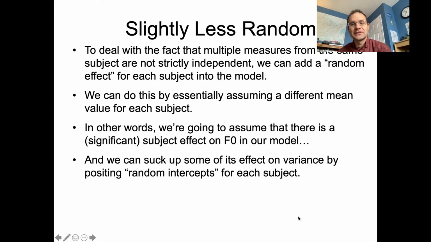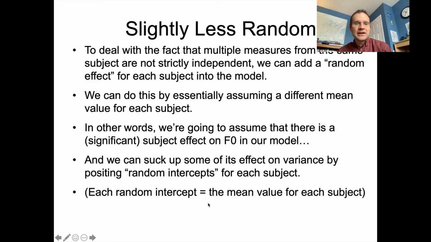So in other words, we're assuming there's a significant subject effect on F0 in our model, and we're going to suck up some of its effect on variance by positing random intercepts for each subject. Or maybe you can think of these as subject-specific intercepts. So each random intercept is the mean value for each subject, more or less, when you take into account the other factors that we're trying to incorporate into our model.